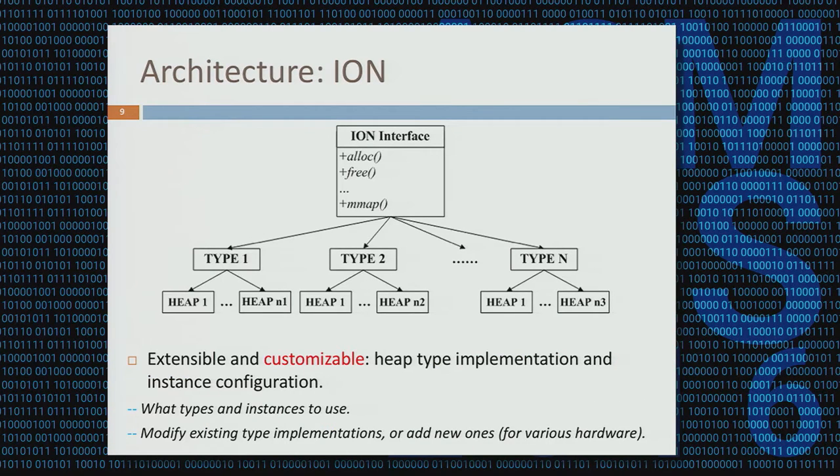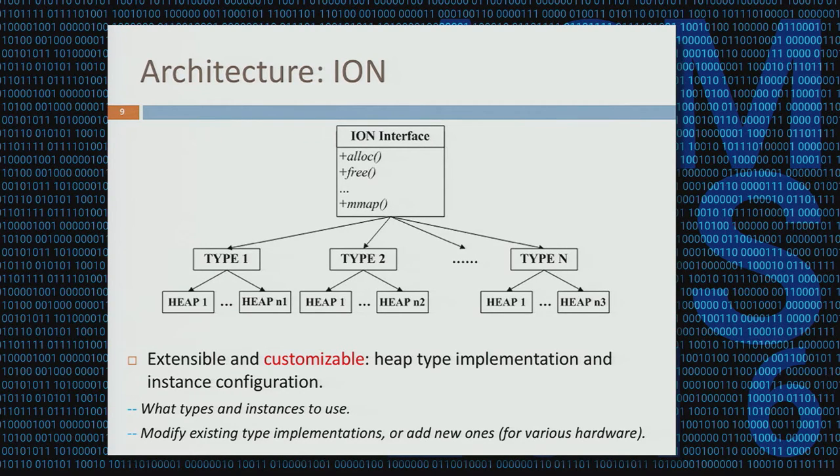And this architecture is also very customizable and extensible. First, the vendors can decide which heap types and heap instances they want to use on their own devices. And they can also modify the existing type implementation. They can even implement their own heap types. They can do the implementation according to the ION interface.